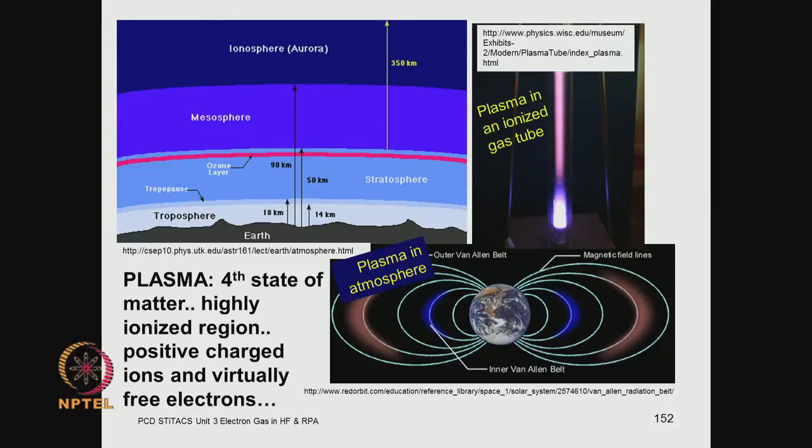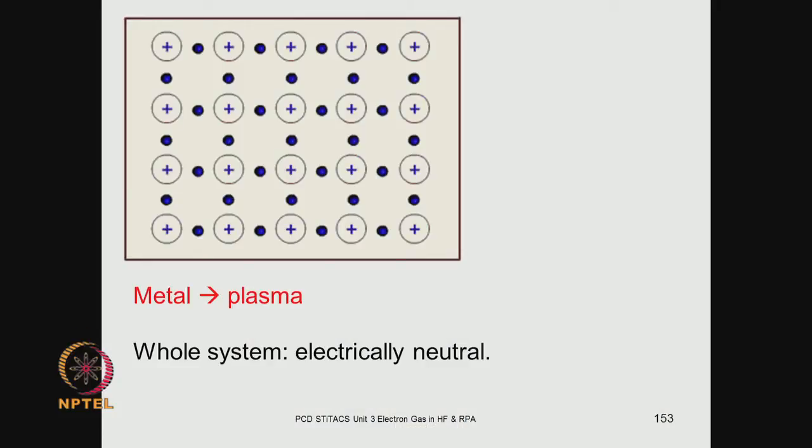A plasma is often described as a fourth state of matter. It is a highly ionized region. There are plasmas in ionized tubes, in gas discharge tubes, as one knows. There is plasma in the atmosphere, in the Van Allen belts, and in various belts of the atmosphere. So, the plasma has a place in many places in nature and even in the laboratory. You have positively charged ions in the plasma, and you also have virtually free electrons. The whole system is typically electrically neutral.